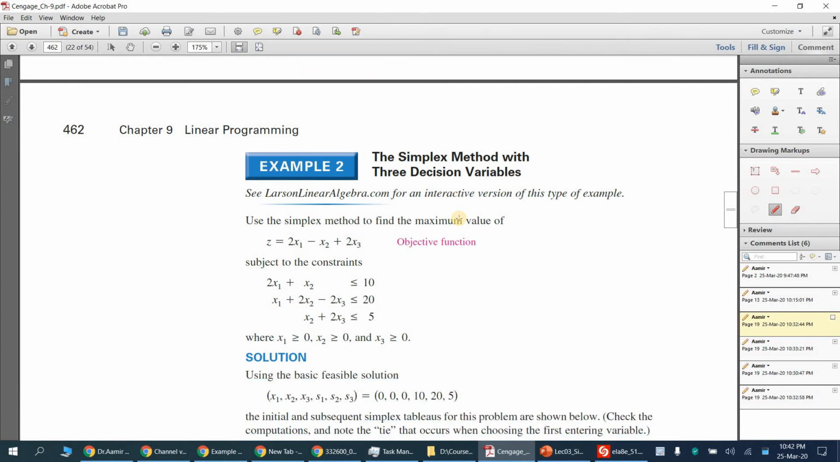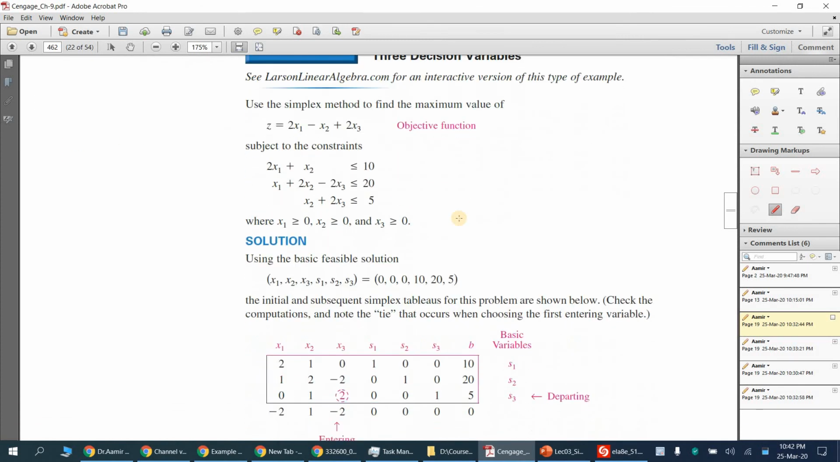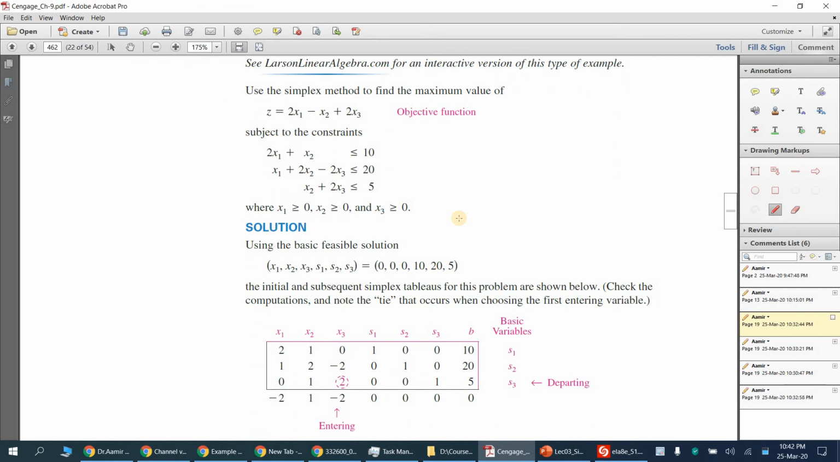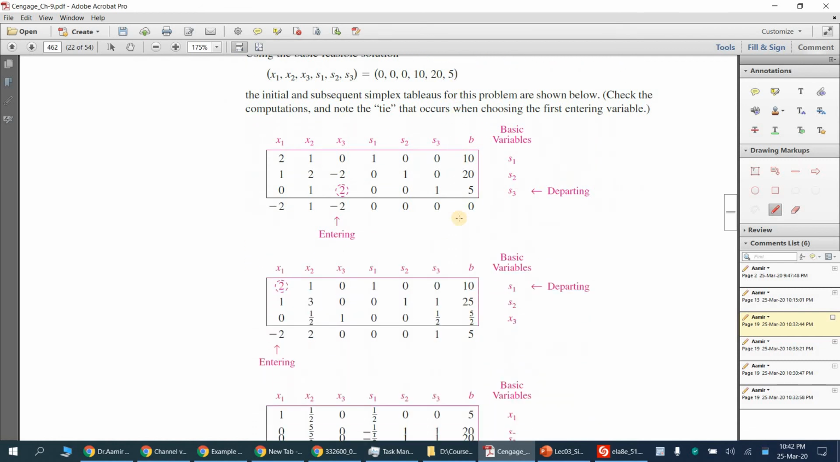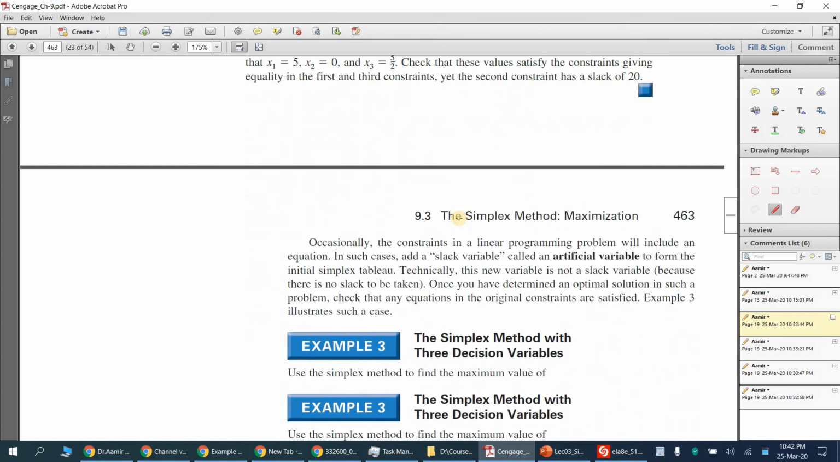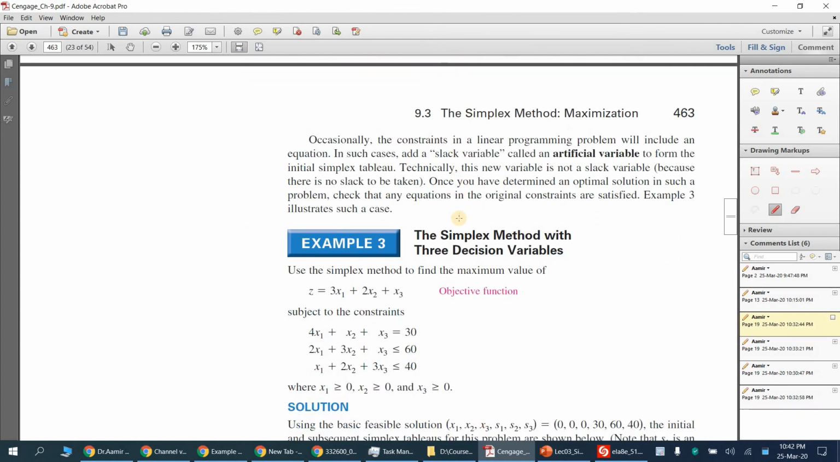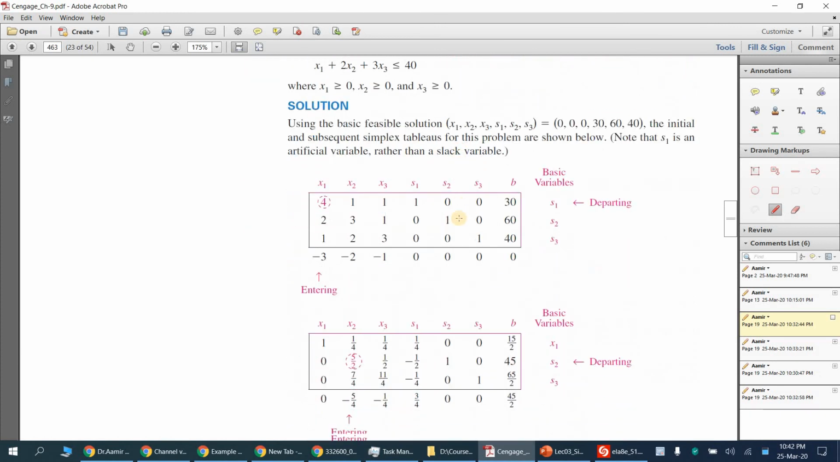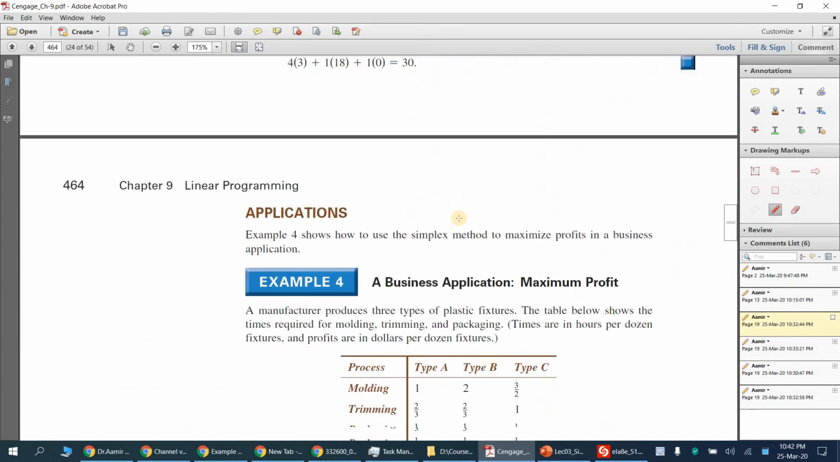So here is another simplex method given, but this time there are 3 variables. So 3 variables, I will leave it to you. Try to solve it and see if you understand it or not.